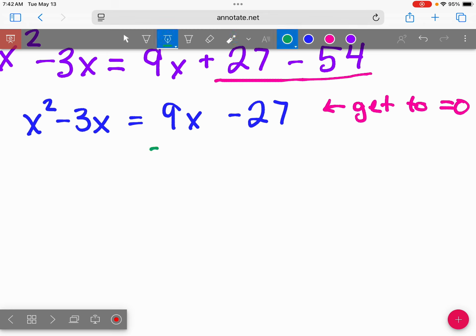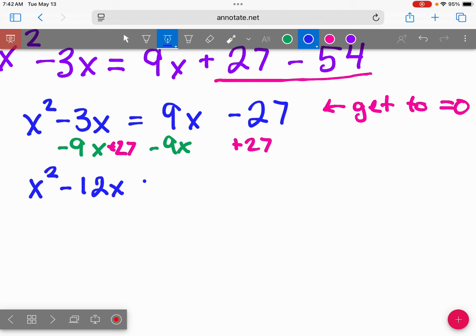But since I know we have an x squared, I know I'm going to need to get this thing to be equal to 0. So I'm going to minus 9x from both sides, and I'm going to add 27 to both sides. So I'm doing 2 steps at once here. That's going to give us our x squared minus 3x minus 9x gives us a minus 12x plus 27 equals 0. We've moved everybody over.